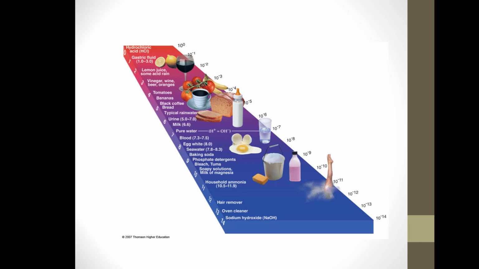And I love this graphic because it's really effective. The leg that's sticking out of the graphic here is hair remover, and that's got a very high pH, about 12. And then you go down to, say, tomatoes. That's 4. Vinegar is 3. And you can see typical rainwater is actually between 5 and 6. It is not neutral.